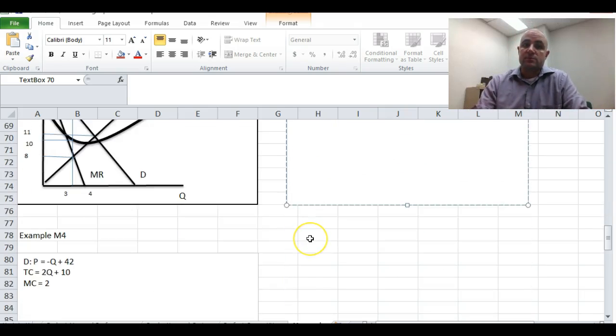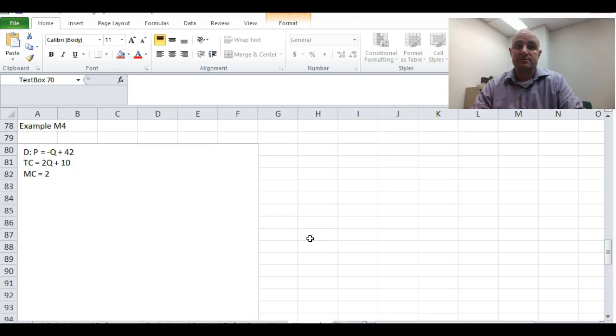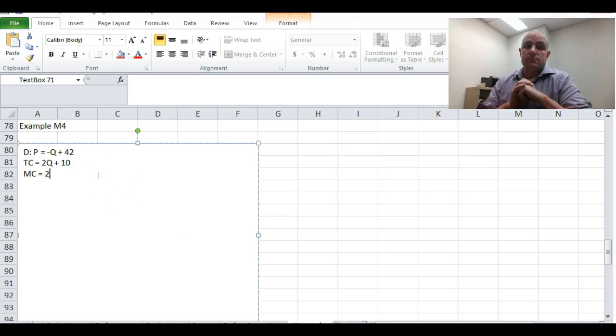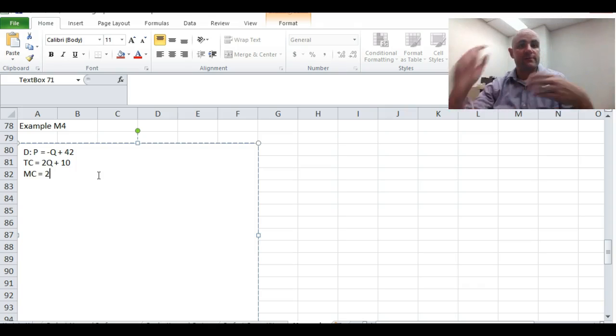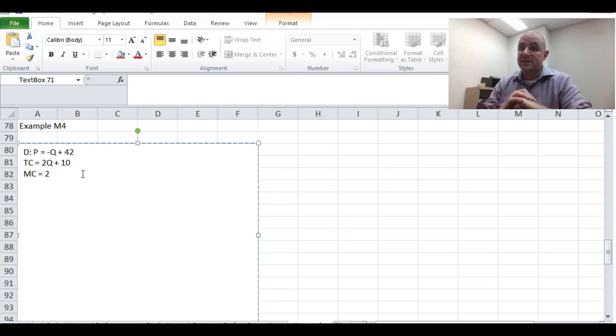Let's look at another example. Not looking at graph form per se, but looking at equations. So here we have a firm facing a demand where price equals minus Q plus 42. Now, you don't have the marginal revenue here. You need that. That is always key, because you maximize your profit where marginal revenue equals marginal cost.